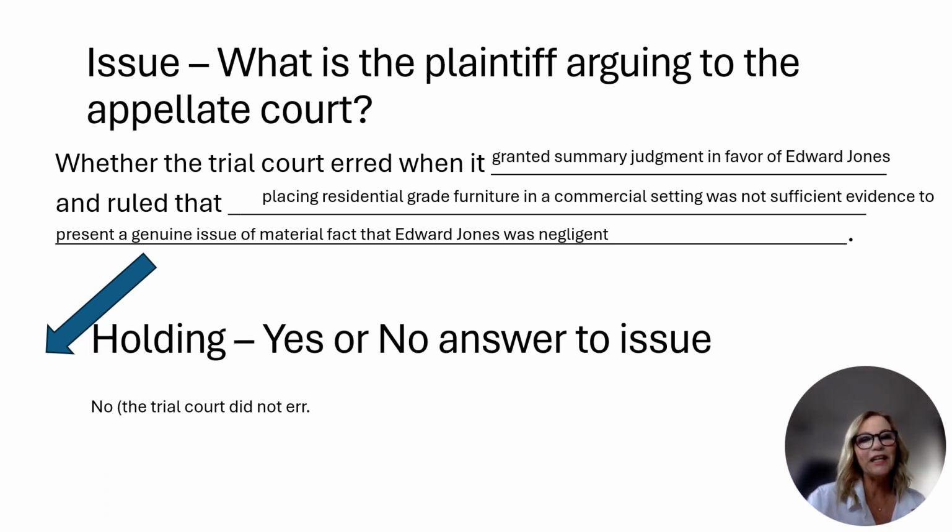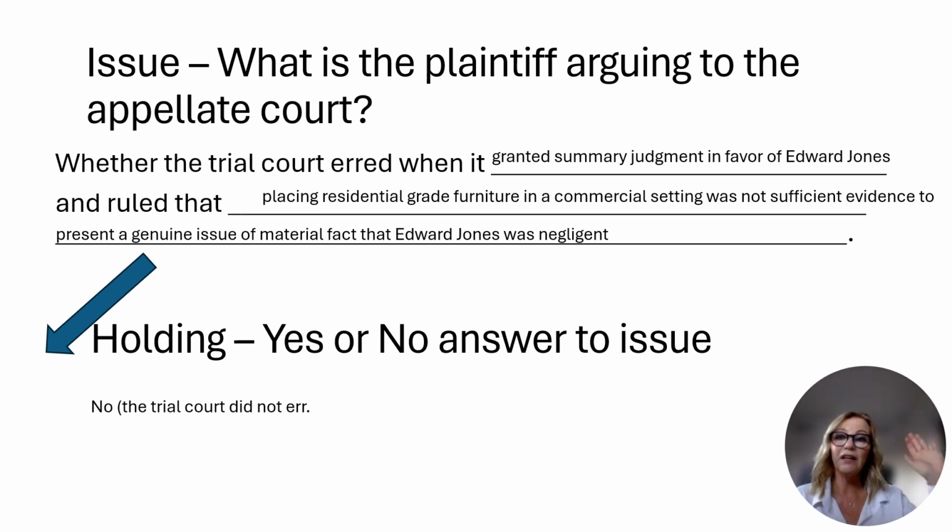And then the holding, and sorry about my arrows and everything, they're out of whack, but the holding is just going to be yes or no to this issue. And in this case, no, the trial court did not err. What does that mean? The Court of Appeals said that's not enough evidence to move forward and say that there's this material issue of whether they were negligent. There's not enough, right? So how do we know the answer is no? Go to your disposition.